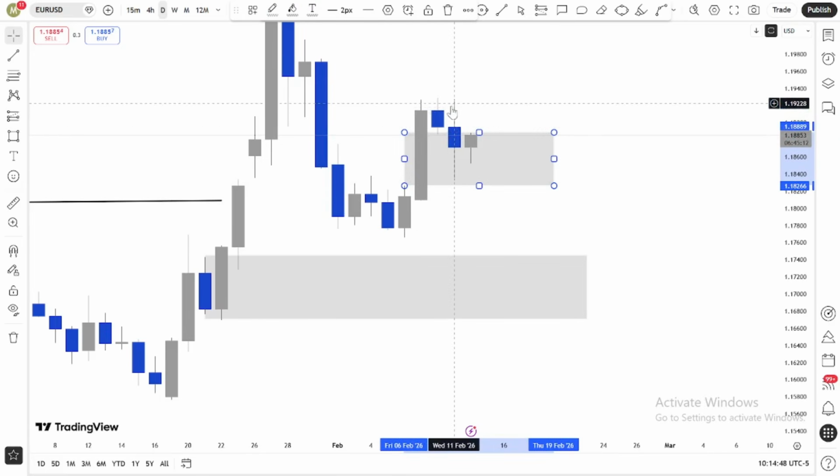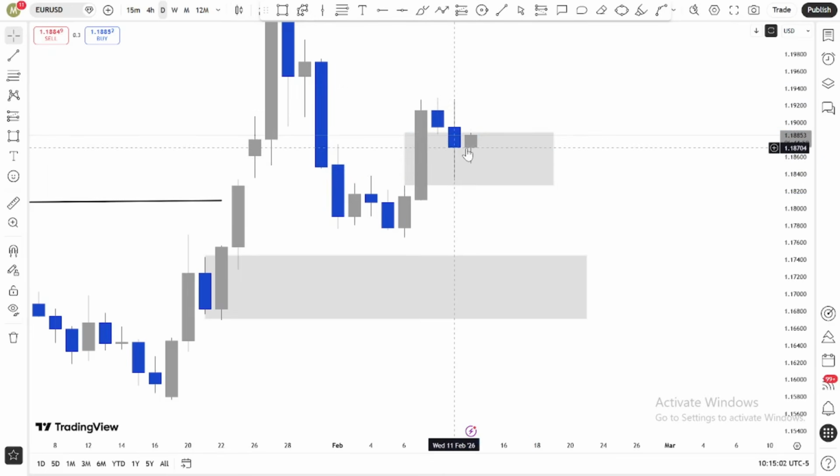Then on Wednesday, price was also bearish, trading into this level that you can see here. Price traded into this level on Wednesday, and today is Thursday. You can see that price is still inside this level, but now that price has filled up this gap, what am I expecting?